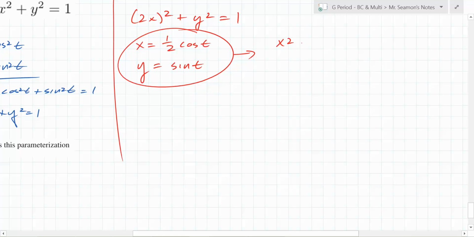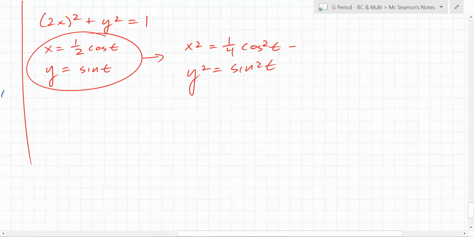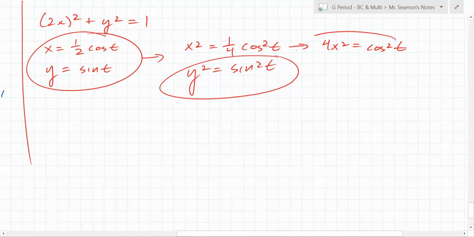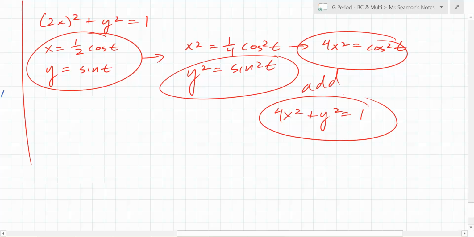So you do x squared equals 1/4 cosine squared t, and y squared is equal to what? Sine squared t. And then you do one more thing, times 4. So you have 4x squared is equal to cosine squared t. And then you take these two things and what do you do? What do you do with those two equations? You add them together and you end up with 4x squared plus y squared is equal to 1. So that's how you could prove what it is without knowing.